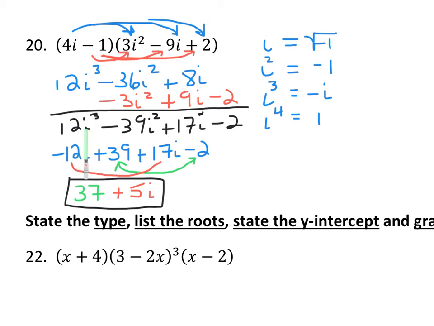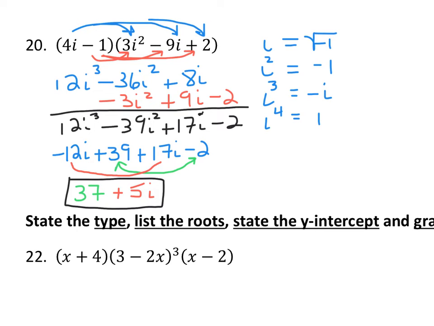This comes straight down, 12i to the third. This becomes negative 39i squared. This becomes 17i. And then we just drop down the negative 2. Now because this is i to the third and i squared, that changes the values of these numbers. Because i to the third, remember, is really negative i. So this actually becomes negative 12i. This one here becomes a positive 39 because i squared is a negative 1. So negative 39 times a negative 1 is positive 39. And then we have the 17i and the minus 2.